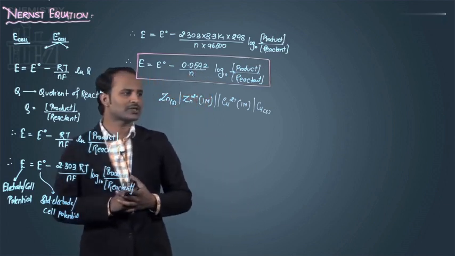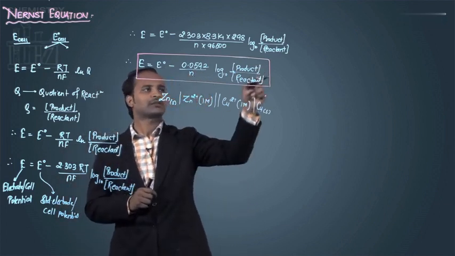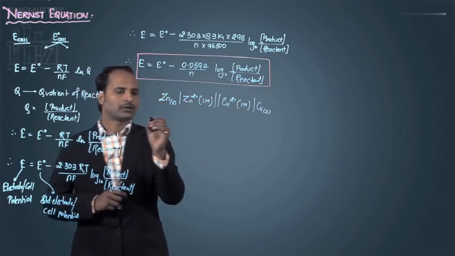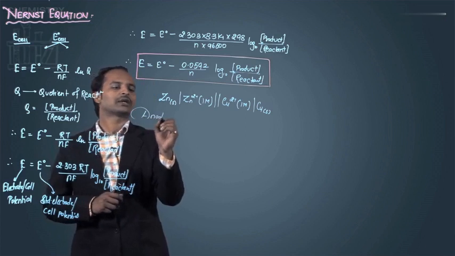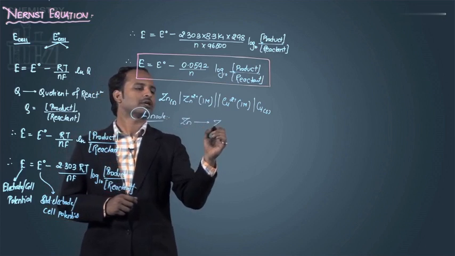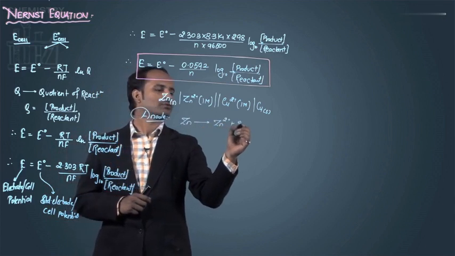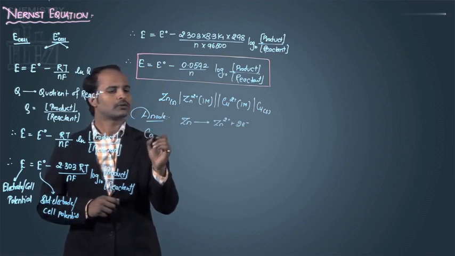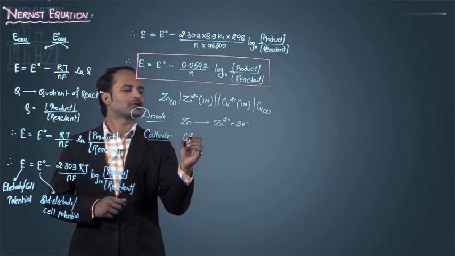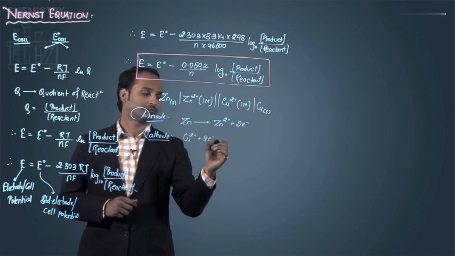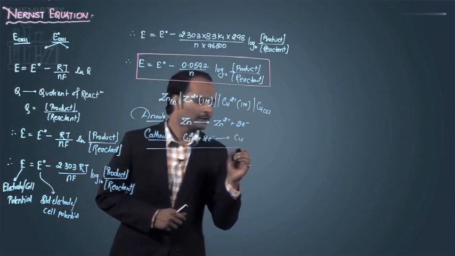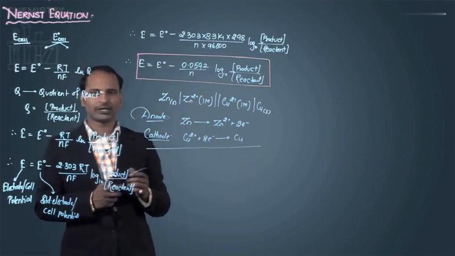If you want the Nernst equation, first you have to write the reaction, because I require the product and reactant in the formula, as well as the value of n. So let's see the reactions taking place at the anode and cathode. The anode, that is the zinc electrode, undergoes oxidation and gives zinc 2 plus and 2 electrons. At the cathode, Cu2 plus plus 2 electrons gives Cu. Add both the reactions so that finally we get the cell reaction.